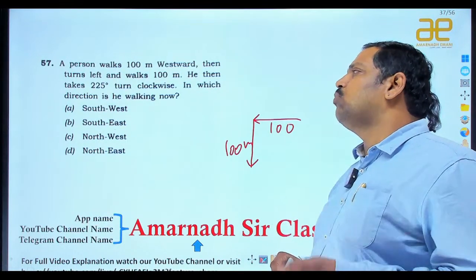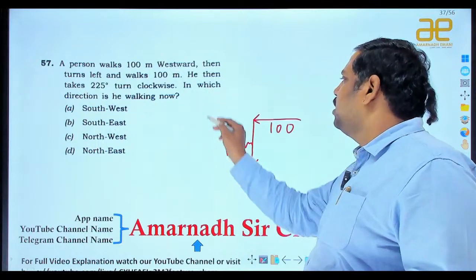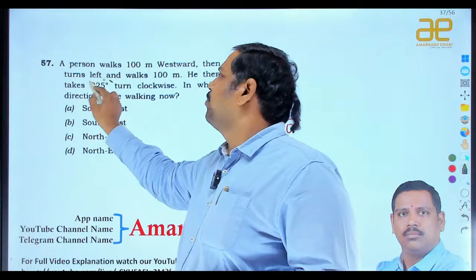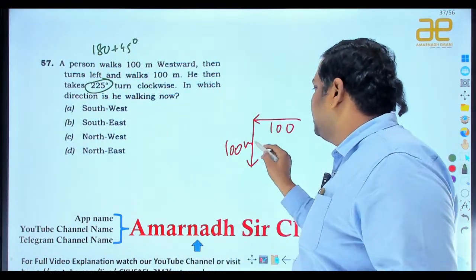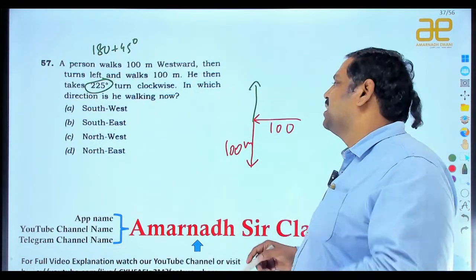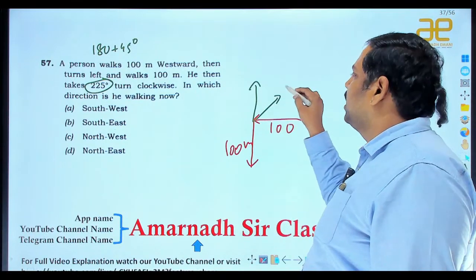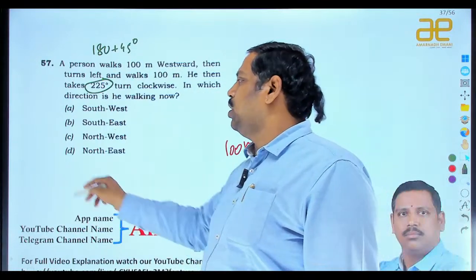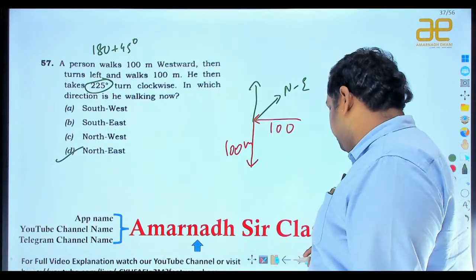He then takes a 225 degrees turn clockwise. Clock turns like this, right? In this direction, 225. 225 is nothing but 180 plus 45. 180 degrees clockwise or anti-clockwise means exactly opposite. Not enough, 45 degrees extra means this is the direction he is now moving. In which direction is he walking now? Northeast. So the answer is D. Hope you understand. Okay, so let's go for the next beautiful one.